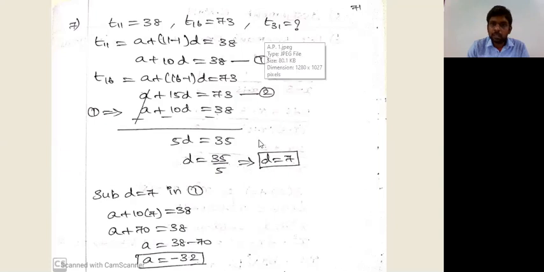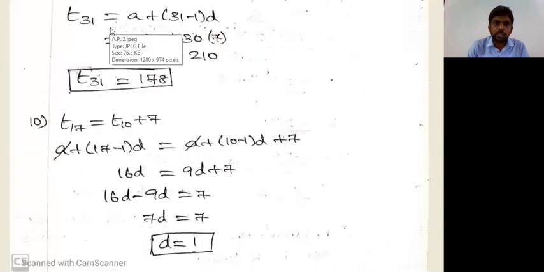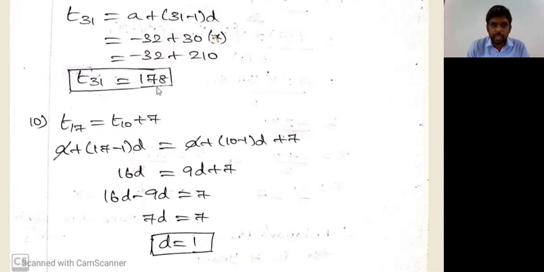And we are asked to find the 31st term. So T31 is equal to A plus 31 minus 1 into D, which is equal to minus 32 plus 30 into 7. A value is minus 32, 31 minus 1 is 30, and D value is 7. So 30 into 7 is 210, minus 32 is 178. So the 31st term of the AP is 178. The eighth question and ninth question are similar to question number 7, and I want you to solve them yourself. Do it as an assignment.